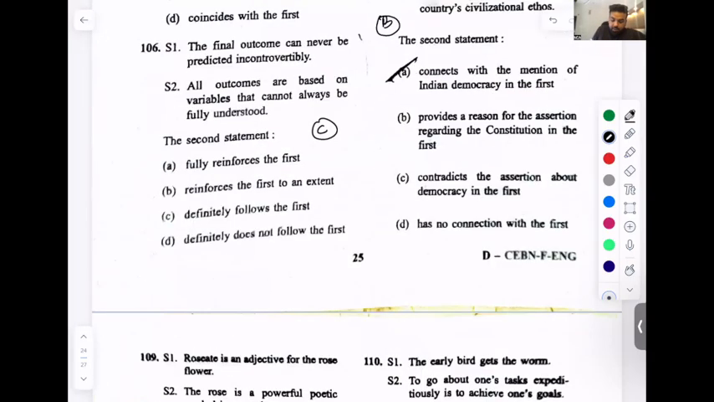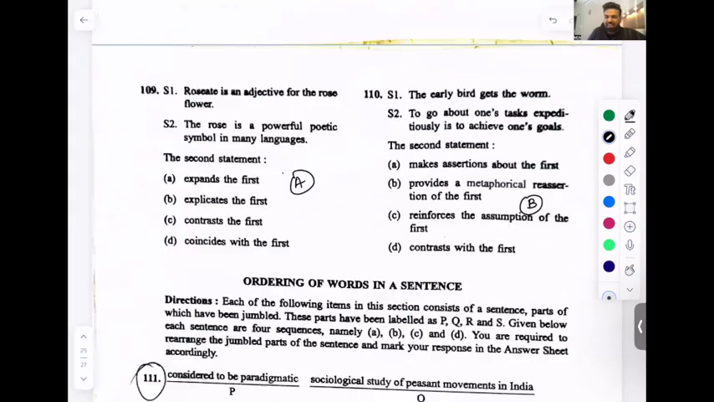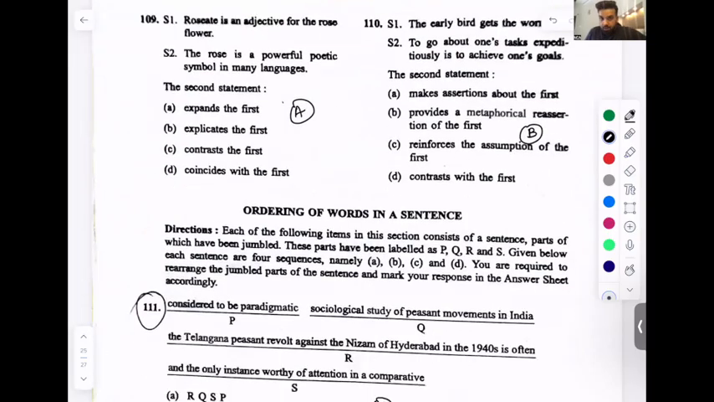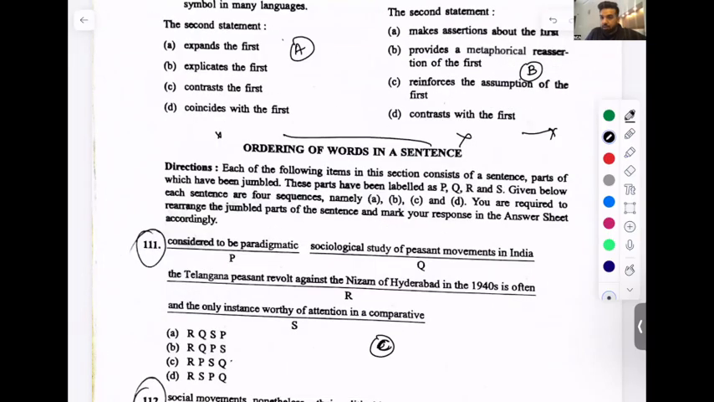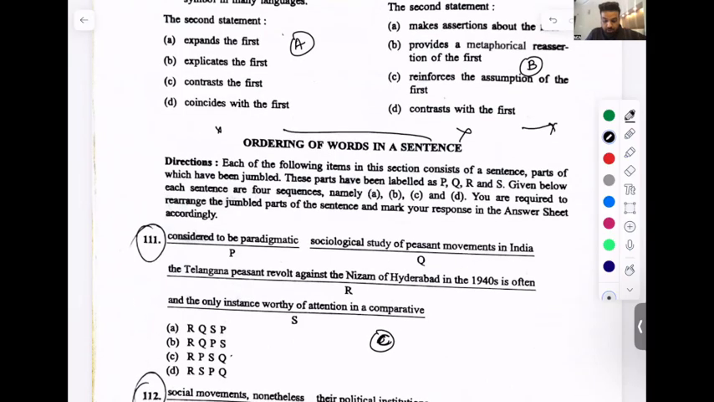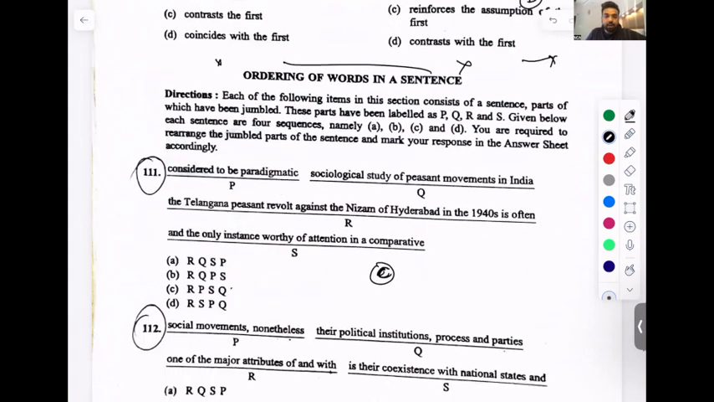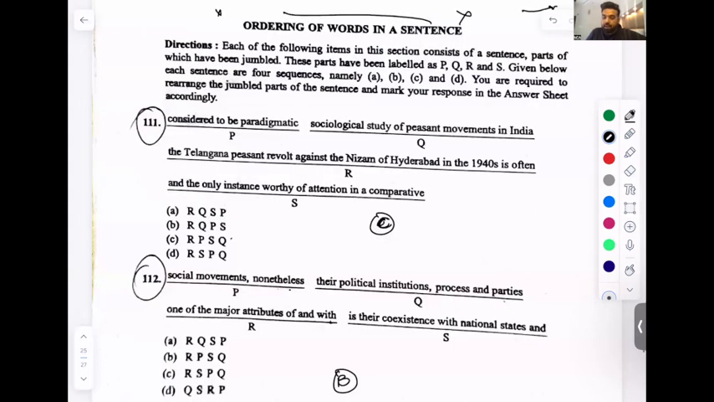Now here, what I see is that a lot of you must have left all these questions because you've never attempted such questions. I can understand it. So this will have an effect on your cutoffs. Ordering of words in sentences again was very easy. I think you should have scored all correct.